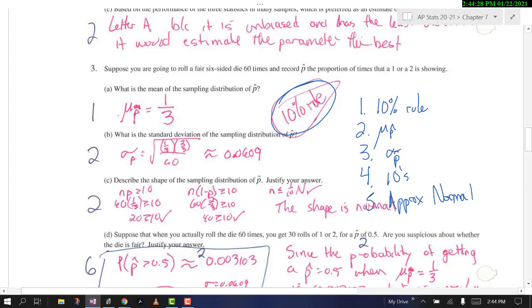So for the 10% rule, clearly 60 rolls of a die is less than 10% of all rolls of a die. All right, anyways, you get the idea. So describe the shape of the sampling distribution for letter C here. And we just use our tens rule. 10%, but tens. And you need to keep going. Do not stop at this point.